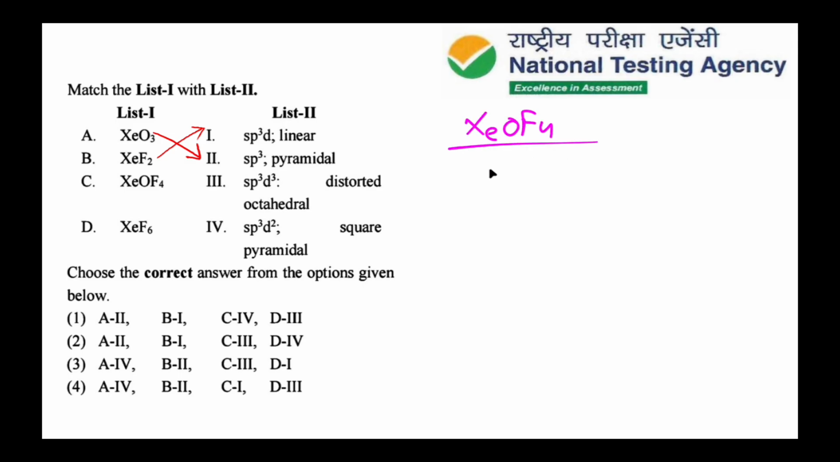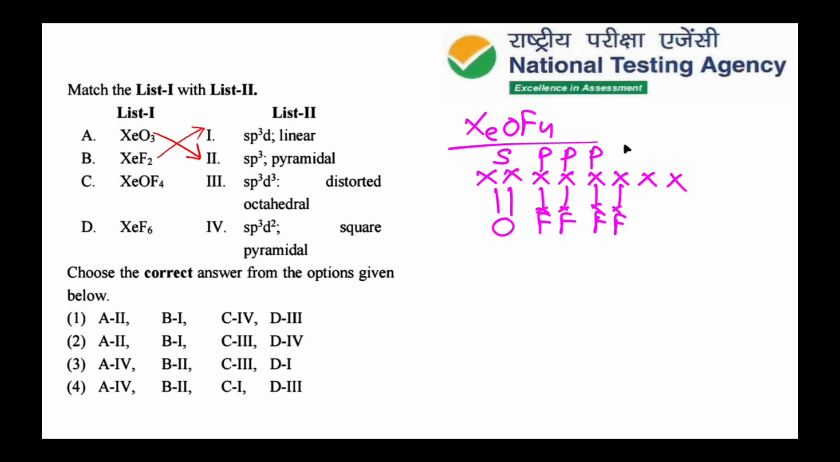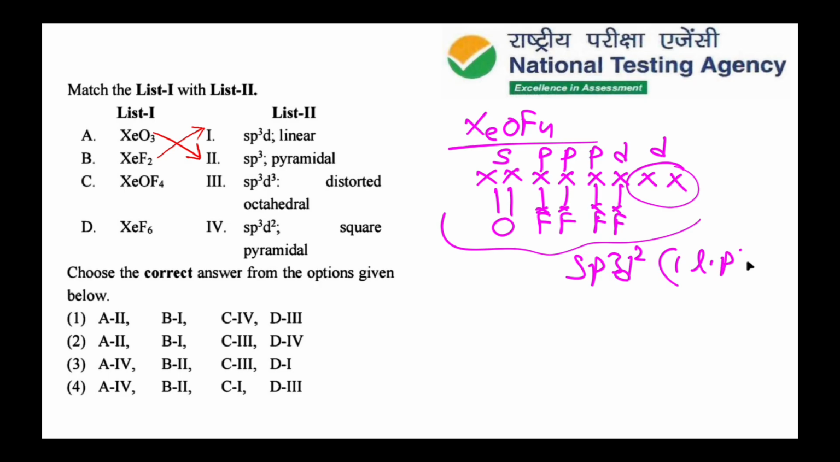Next, XeOF4. Here also xenon has valence electrons equal to the group number, that is 8 electrons. Oxygen utilizes 2 electrons but fluorine utilizes 1 electron. 4 fluorines are there, each fluorine contributes 1 electron for bond formation. This total belongs to 1 orbit, this P, D, and this 2 electrons belongs to 1 orbit. So total is sp3d2 and 1 lone pair.